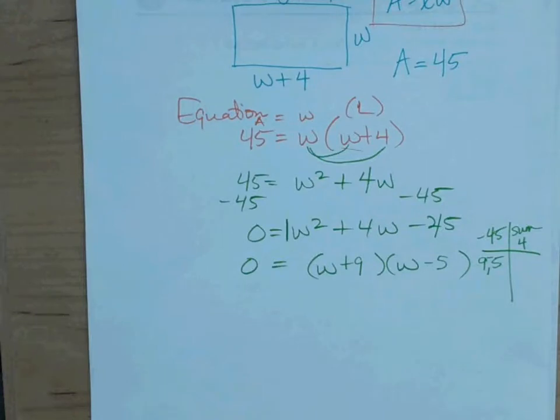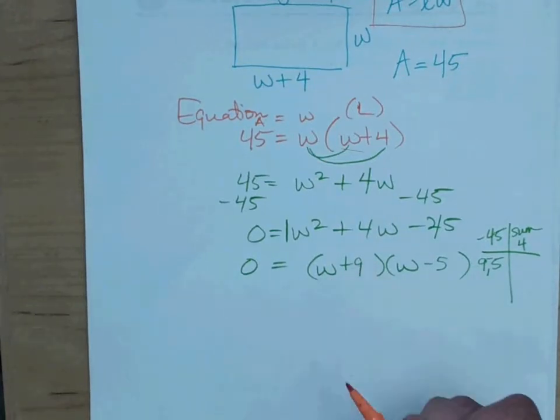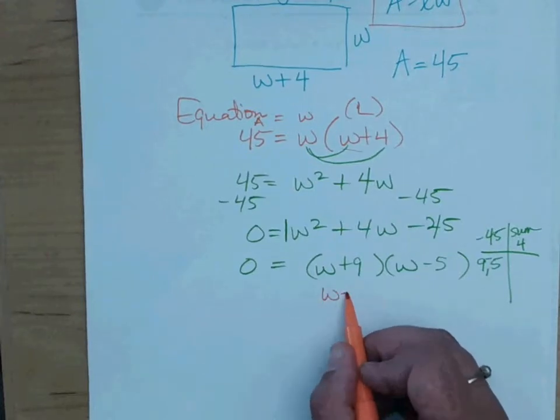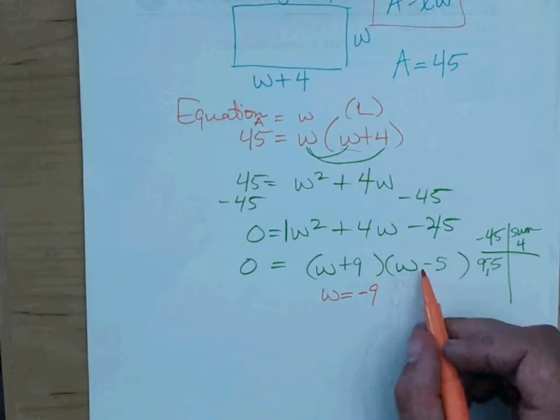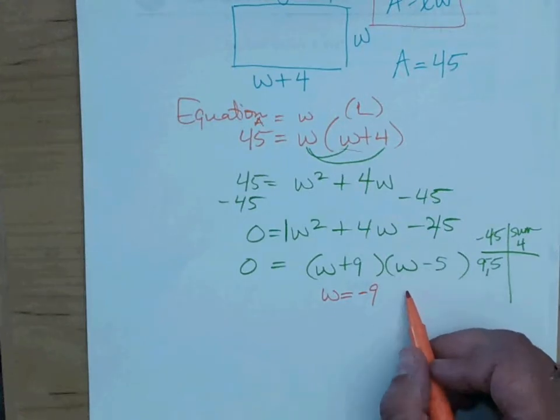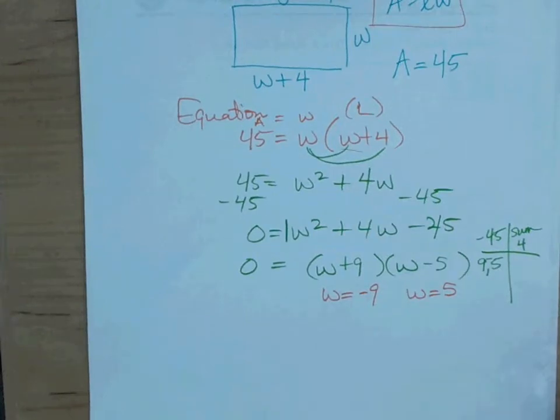What would be my W's then? What is going to add to 9 that gives you 0? Right? What's going to subtract from 5 and give you 0? W equals 5. Now, when you think about a rectangle, I have two different answers here.